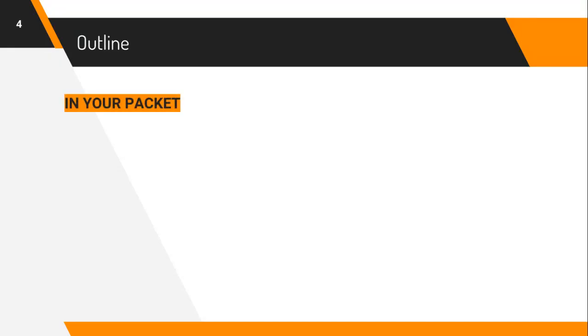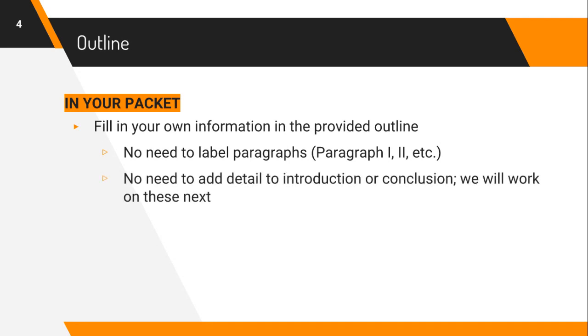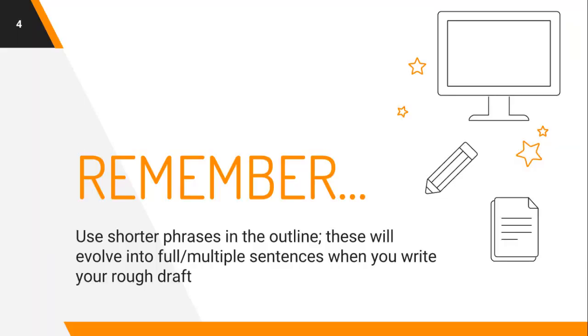So in your packet, when you're ready to sit down and write your outline, fill in your own information in the provided outline. Again, it's been given in a way that's broken down for you already. Don't worry about labeling your paragraphs. You can just leave them as paragraph 1, 2, etc. And don't feel the need to add detail to your introduction or conclusion, because we're going to work on writing these separately in the next steps of our writing process.